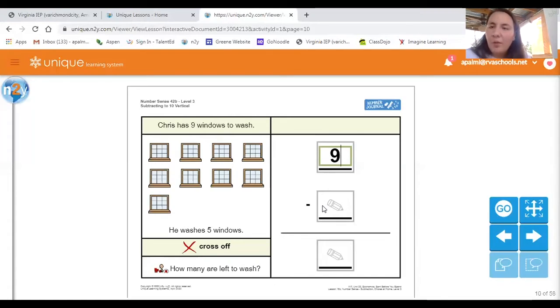And the rest of the problem says he washes 5 windows. Okay, so I hear a number in that sentence. What number are you guys hearing? Great, I hear the number 5. So with your finger, I want you to find the number 5 on your keyboard and type it in.